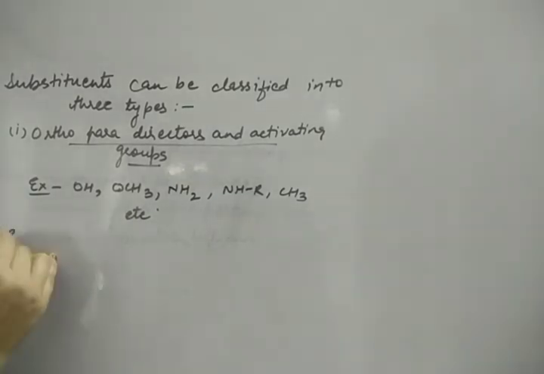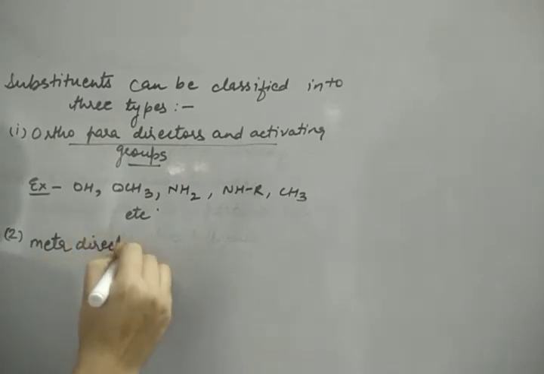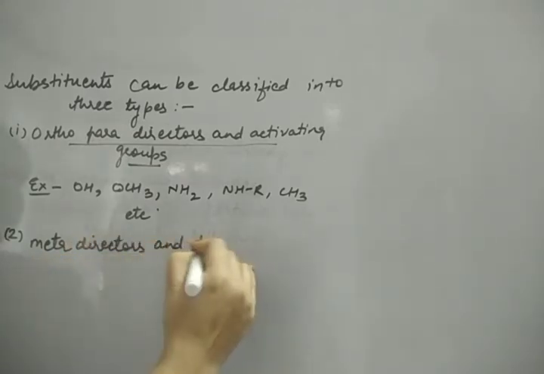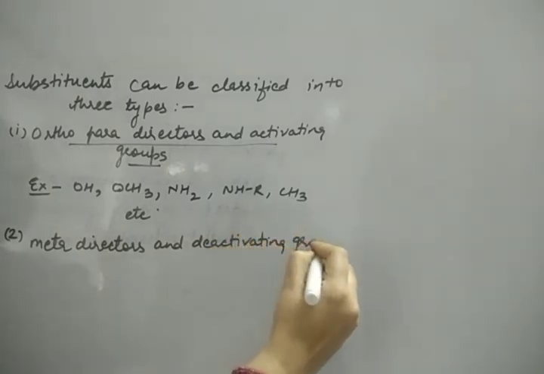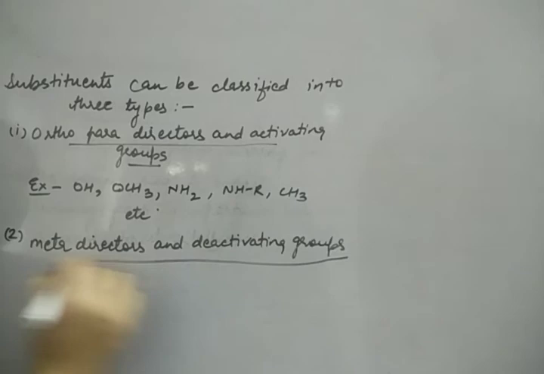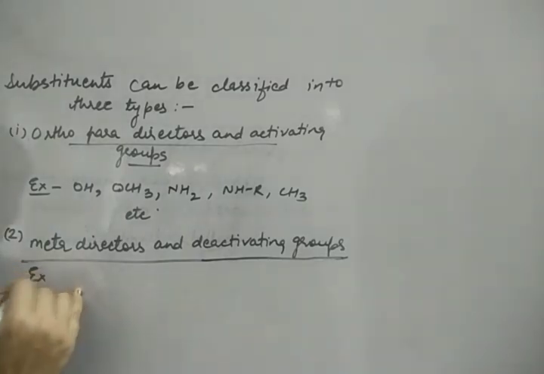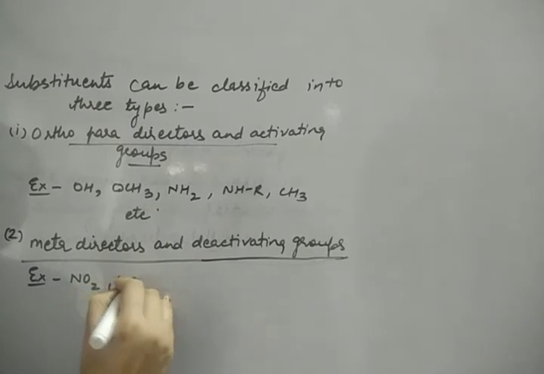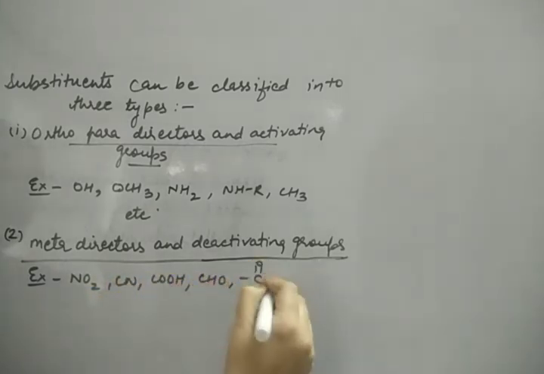The second type is meta directors and deactivating groups. So these groups direct the next or incoming group to the meta position and they are deactivating. Now in this case we have examples NO2, CN, acid, aldehyde, ketone, your acid derivatives and all.